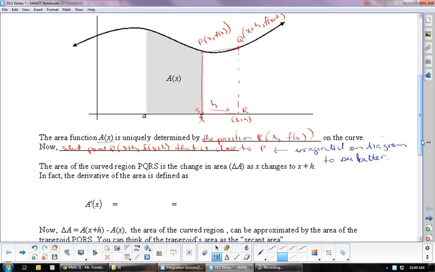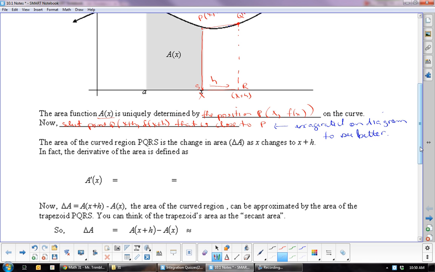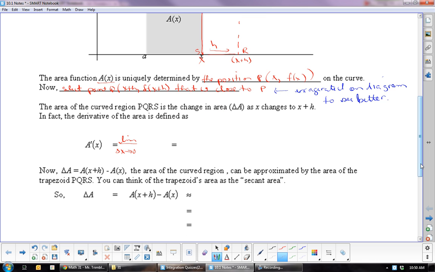Now, the area of the curved region PQRS is the change in area as x changes to x plus h, okay? So as we move more this way, we get a bigger change. In fact, the derivative of the area is defined as the limit as delta x, the change in x, goes to 0, of delta A over delta x.